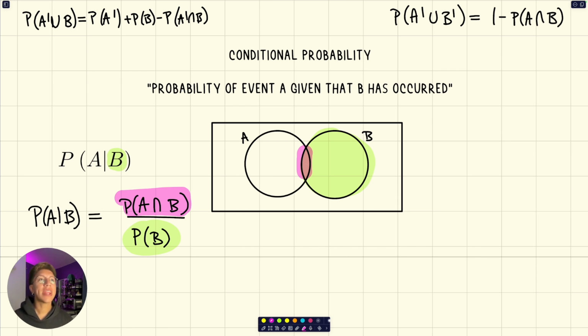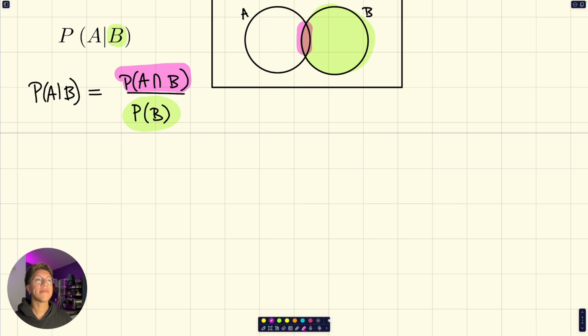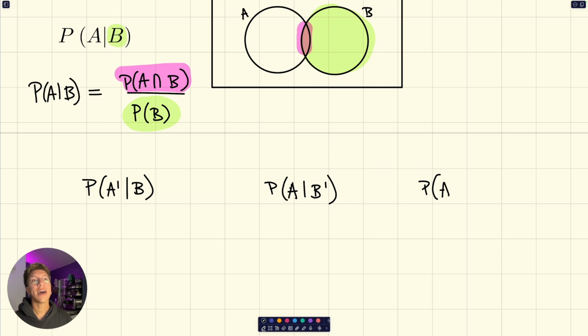Just like before, we're going to have 3 more cases. So our second case is the probability of A not given B. And then our third case is the probability of A given B not. And then finally, the probability of A not given B not, like that.